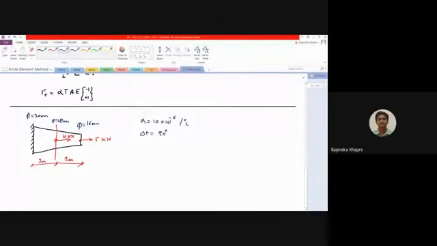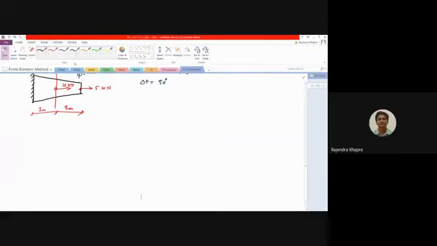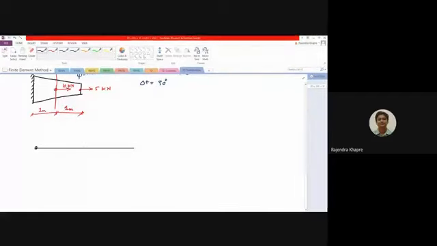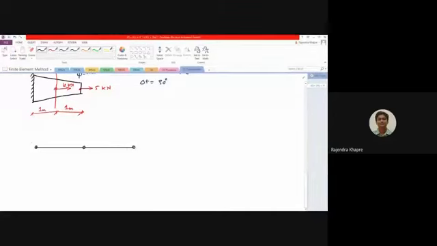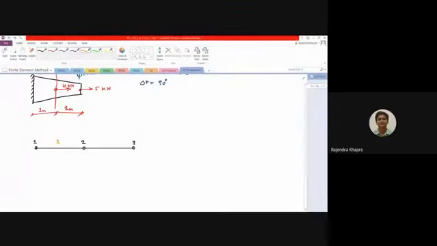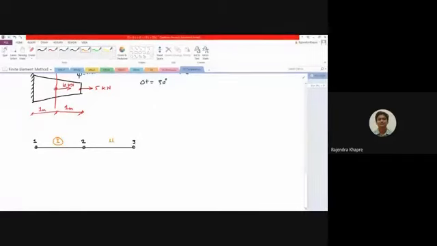Now we have to analyze this particular problem and find out what the deformations are. So let us try to solve this. Before solving, we have to discretize this particular problem. This is the first step of the finite element method. I'm going to discretize this using only two elements. Let us call this node 1, this node 2, and this node 3. Let me put the numbers over here: node 1, node 2, node 3. Then I'm going to give this as element number 1, and this is element number 2.